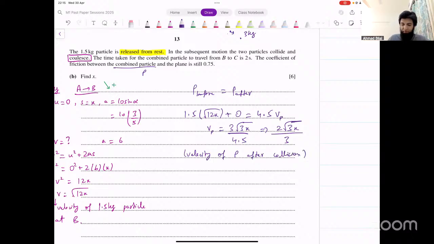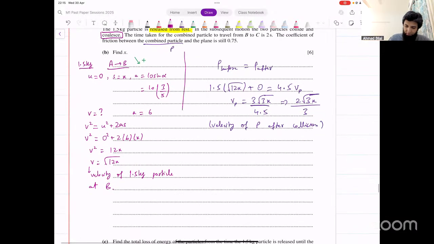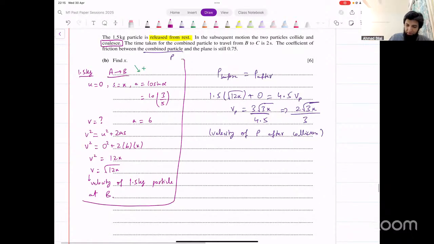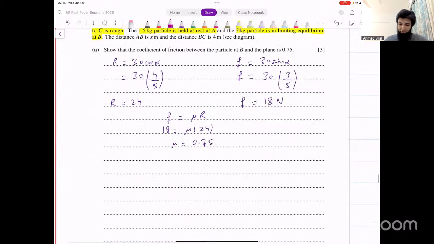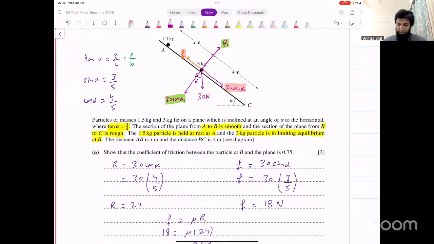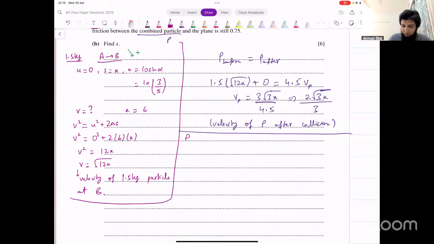Okay, now what happens after this? So this was the second part. This is what we did first, and then we did this. Now, the combined particle starts moving downwards. It goes from B to C now, a 4-meter distance. So now we're considering the combined particle. Let's call that particle P, and it is going from the point B to point C.